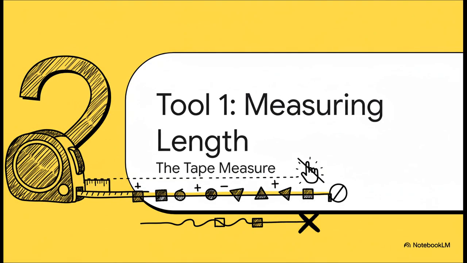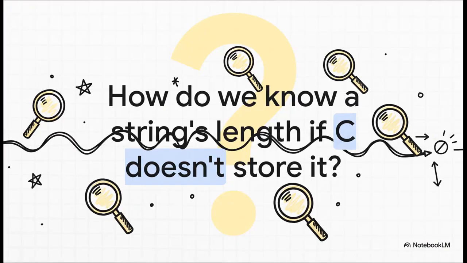First step in our toolkit is the most basic tool of all. I mean, you can't really work with anything if you don't know how big it is, right? So let's call this our tape measure. Its only job is to tell us how many characters are in a string, and that's not counting the final null character.